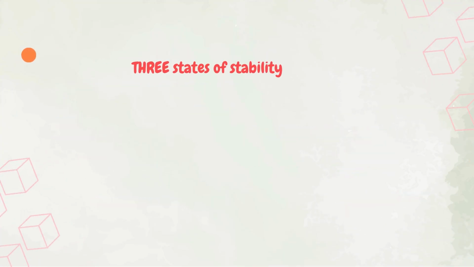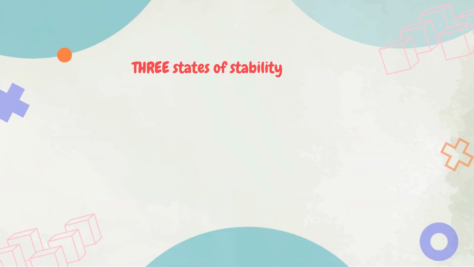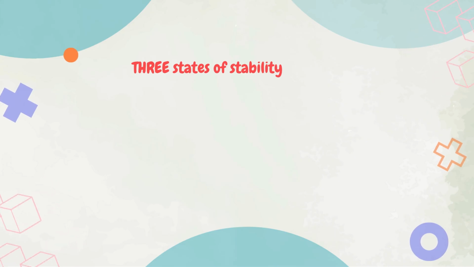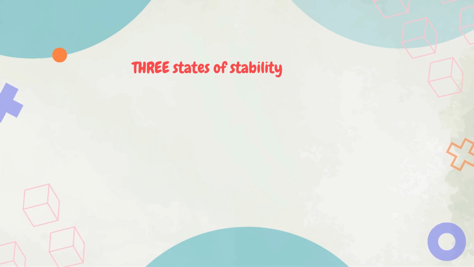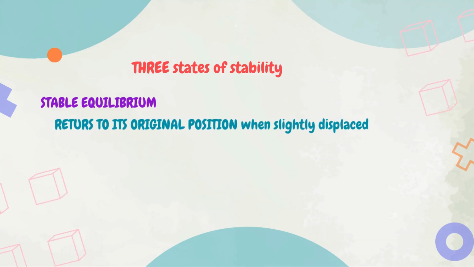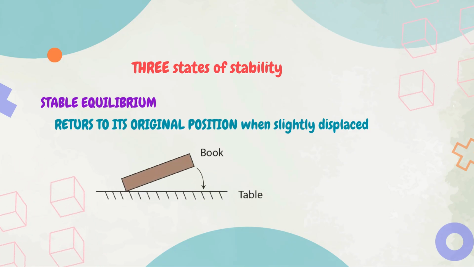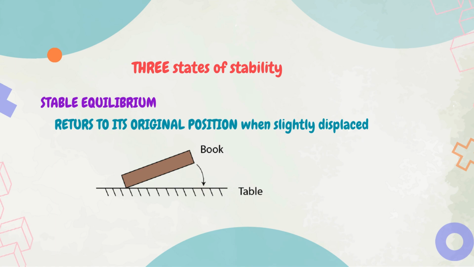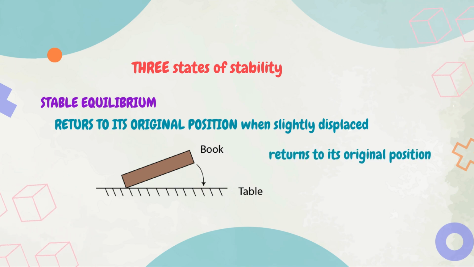There are 3 states of stability: stable equilibrium, unstable equilibrium, and neutral equilibrium. The first state, stable equilibrium. An object is in stable equilibrium if it returns to its original position when slightly displaced. For example, a book lying flat on the table is in stable equilibrium. When slightly tilted, it returns to its original position.